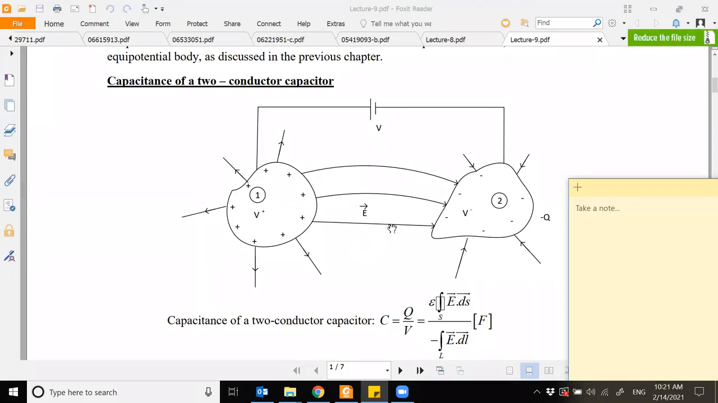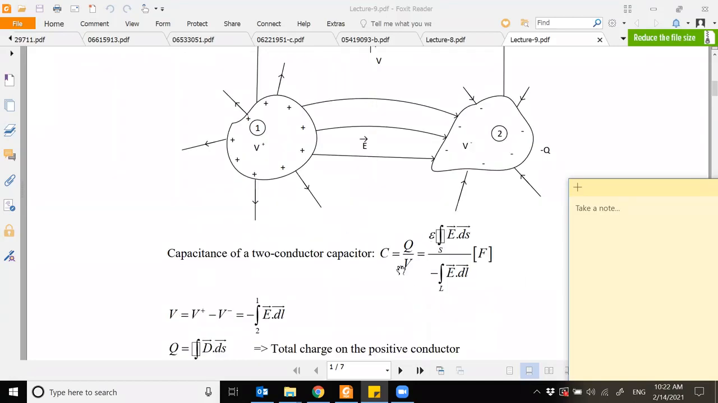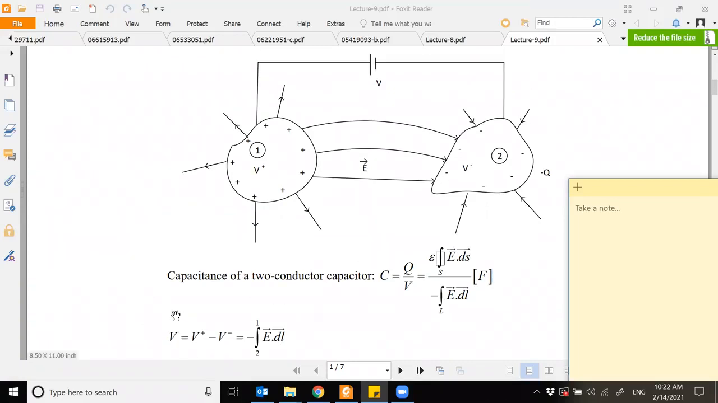This is the electric field. And the charge and the potential difference, this E that you are seeing, is this electric field. Okay. And now what is this potential difference V? Here I'm explicitly showing the potential difference V, if I say that this is at a potential V plus and this is at a potential of V minus.